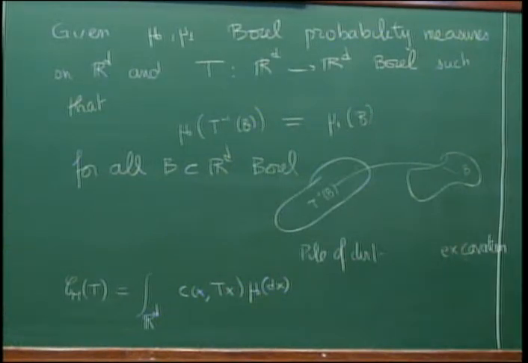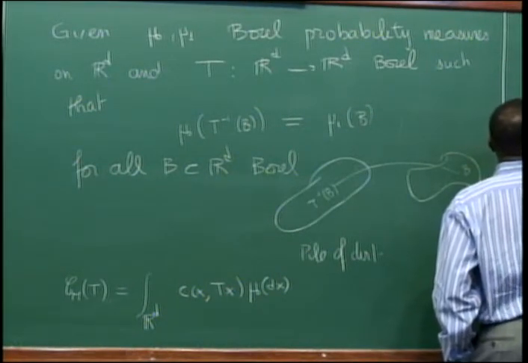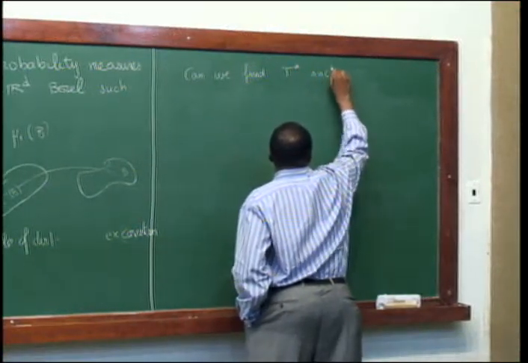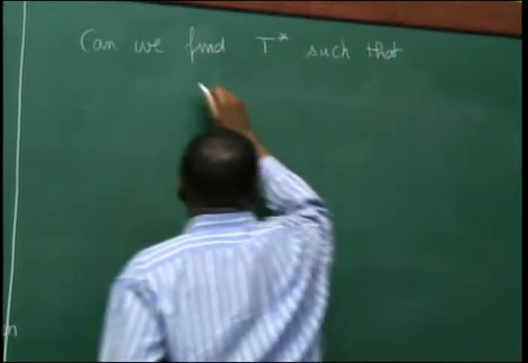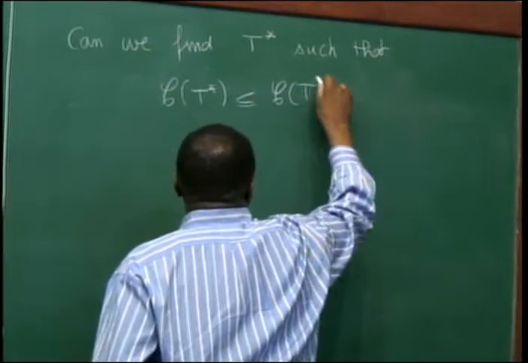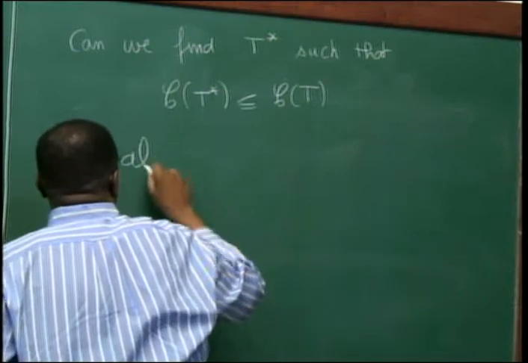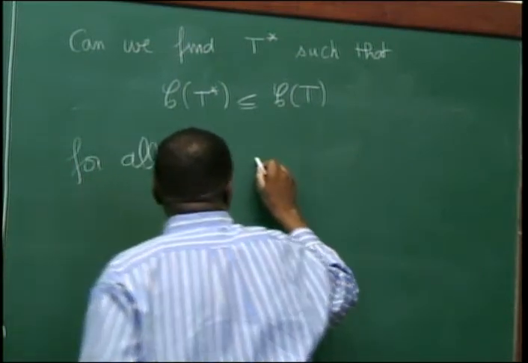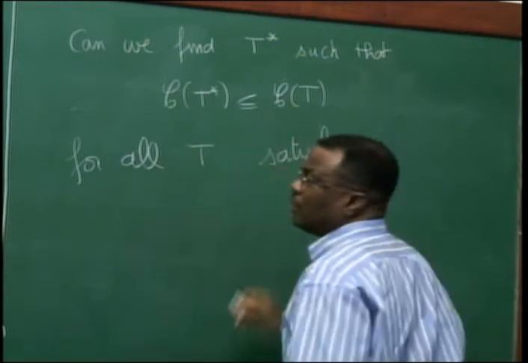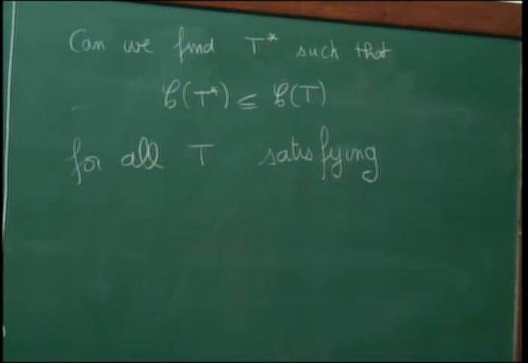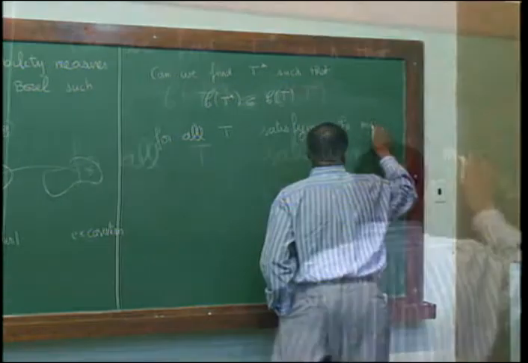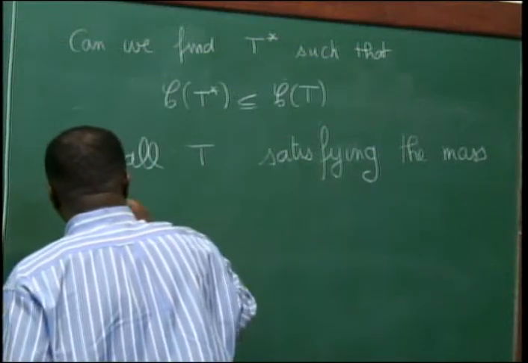And so the problem is, can we find T star such that C of T star is smaller than C of T for all T, such that T satisfies the mass conservation condition.